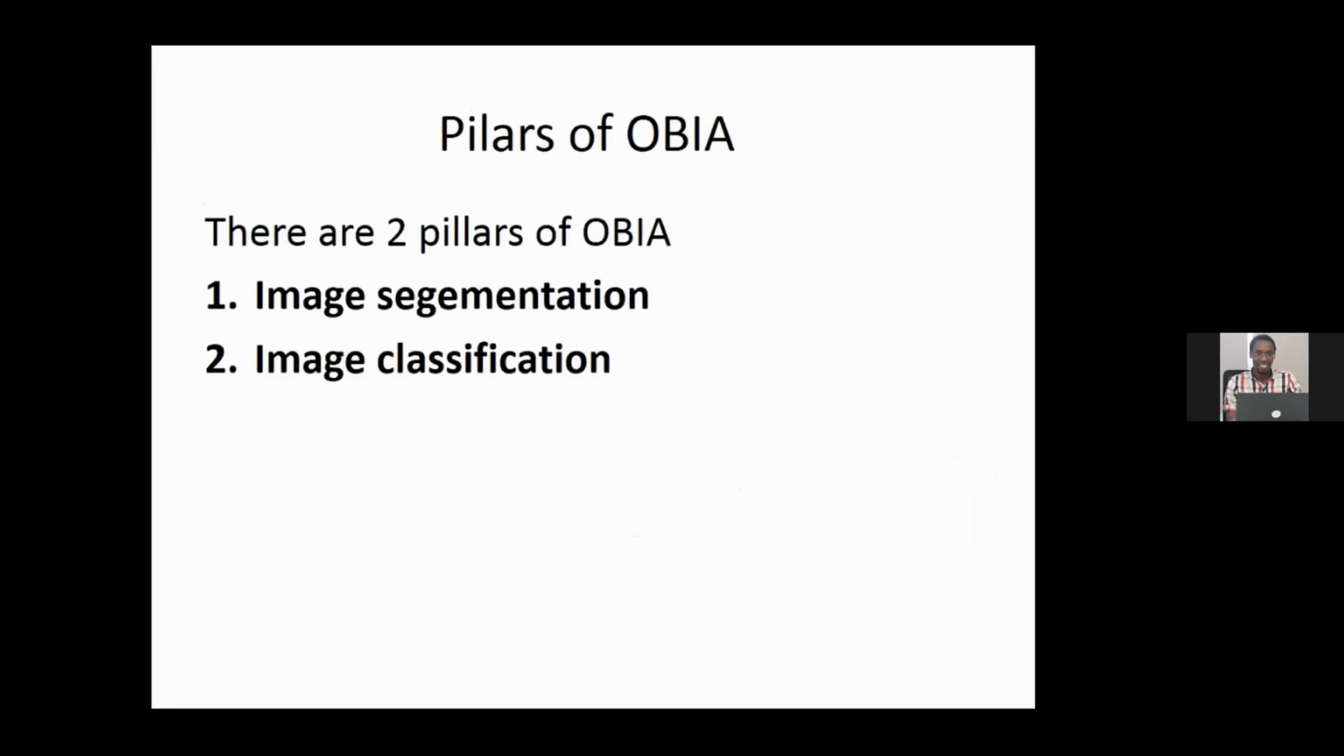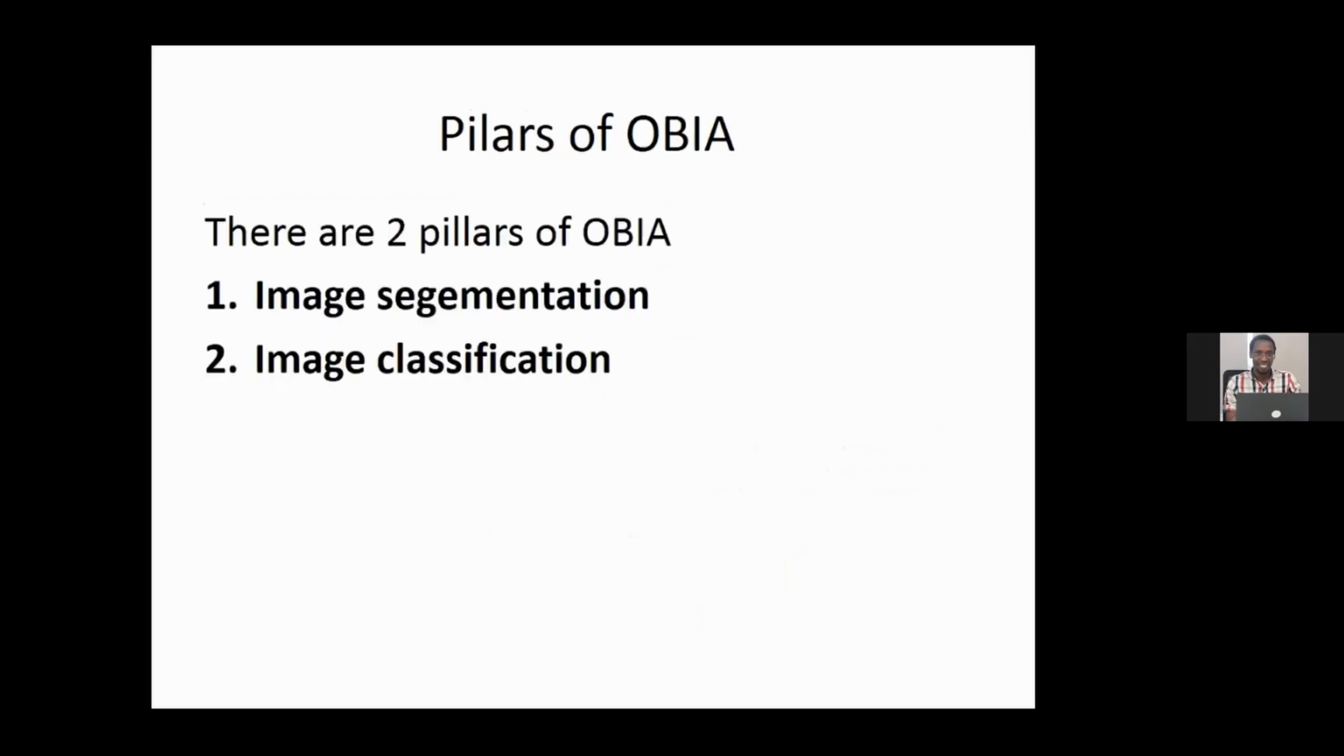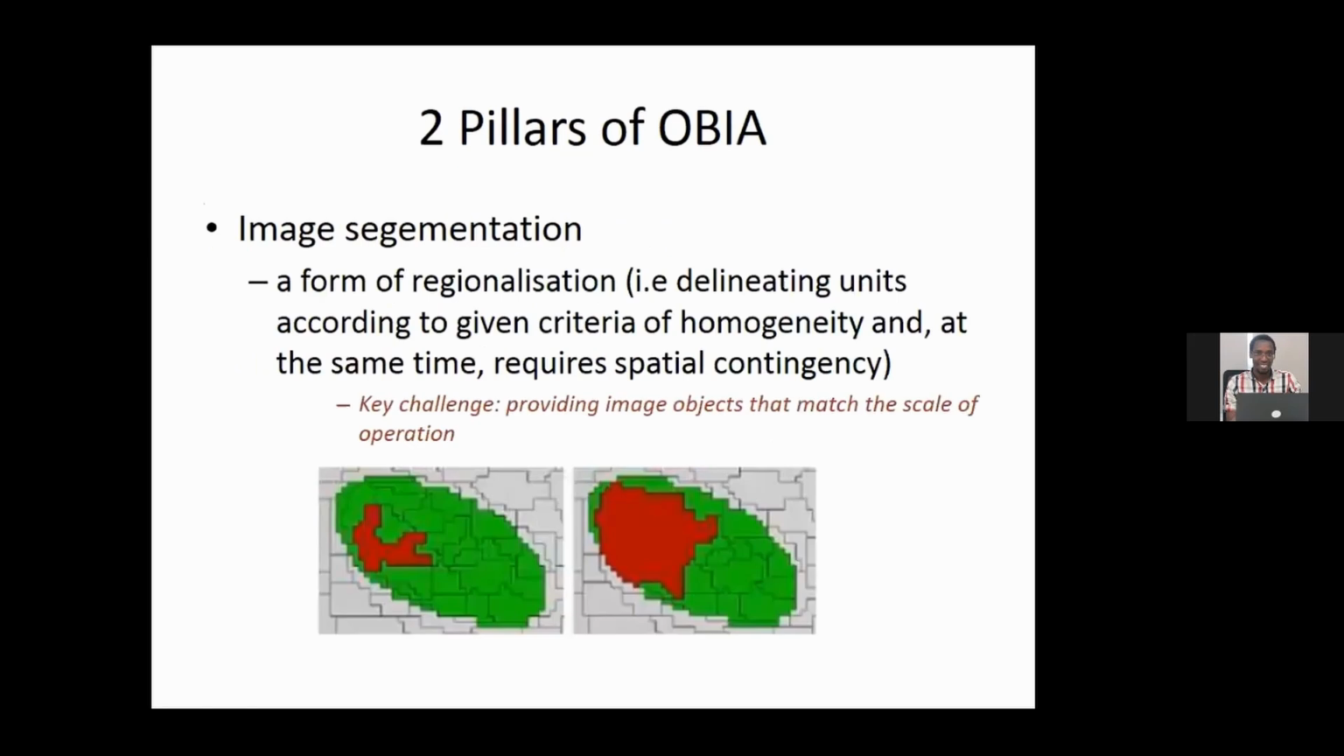So there are two pillars of OBIA. The first one is image segmentation. You have to do the segmentation at this stage so that you can get similar objects, so all homogeneous areas can be put into one object. And then image classification. Of course we start with image segmentation, but you cannot just say that from image segmentation you go to classification. It's an iterative process.